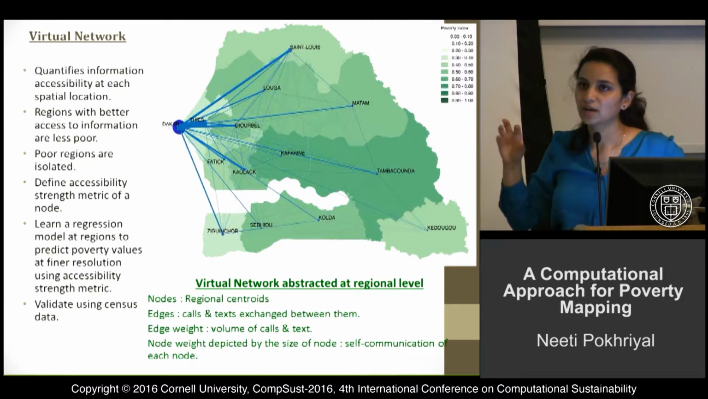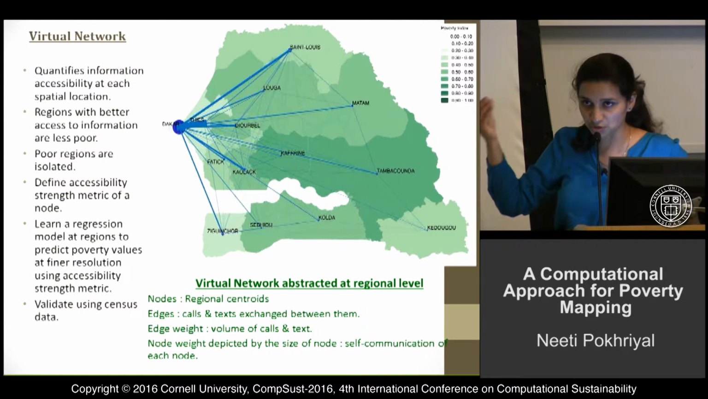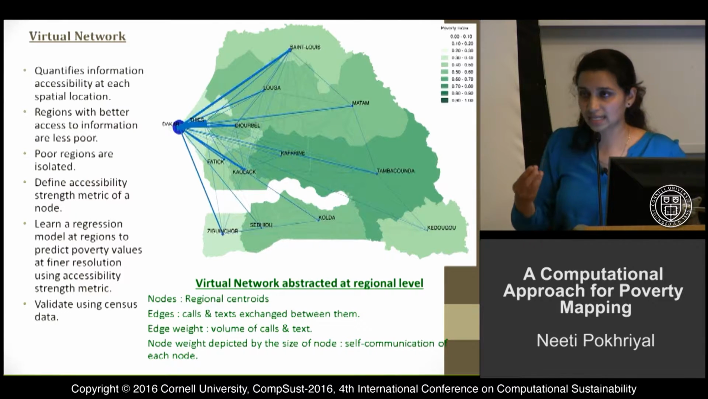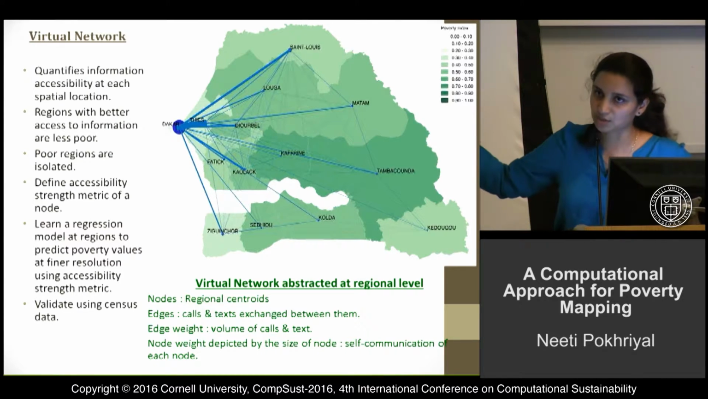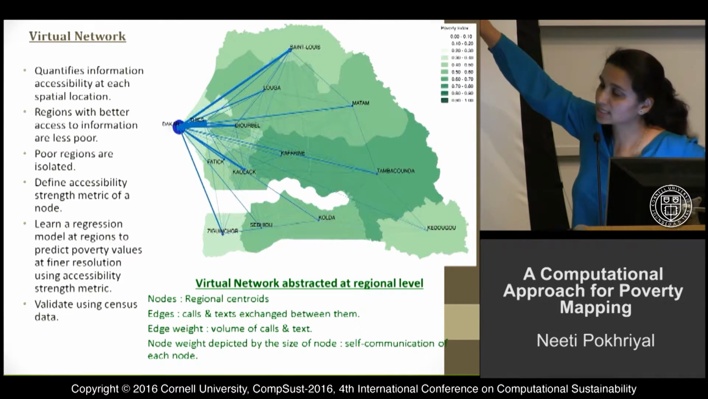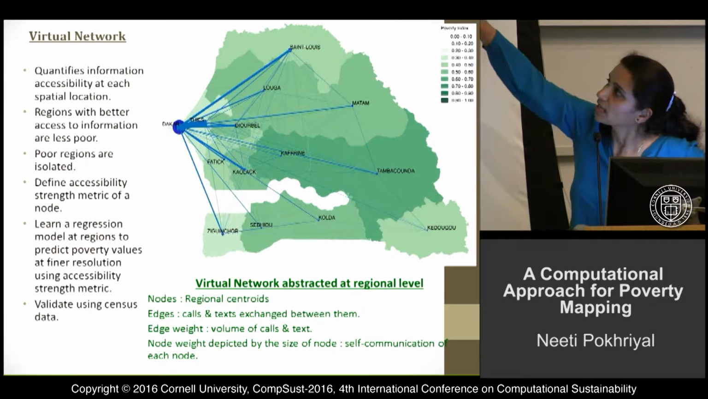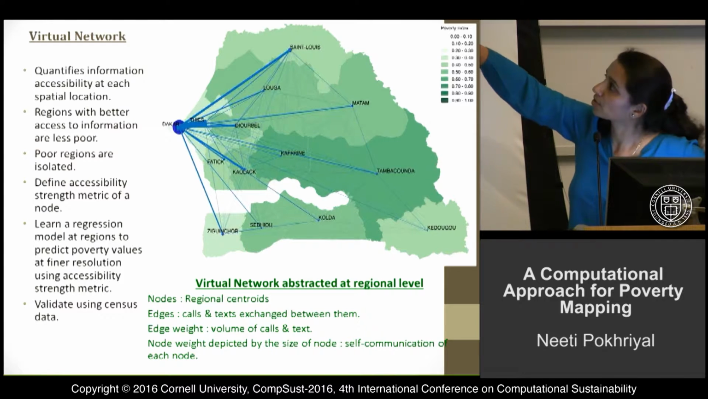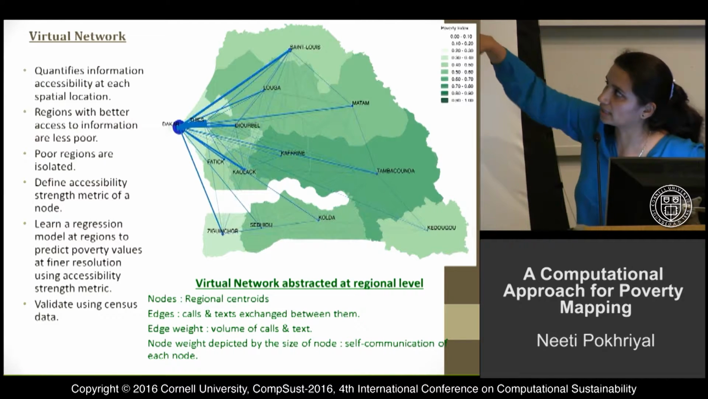Now, with this graph, I need to quantify the information accessibility at each node. So I define a metric for that. The metric is such that regions that have good accessibility get high accessibility to information. What I have overlaid on this map is the current poverty map of Senegal. An interesting observation that comes to light is that regions that have good access to information are less poor, and the regions that are poor look isolated on the map. So the dark regions are poorer than the lighter regions.